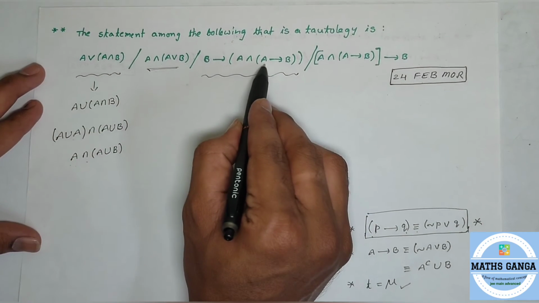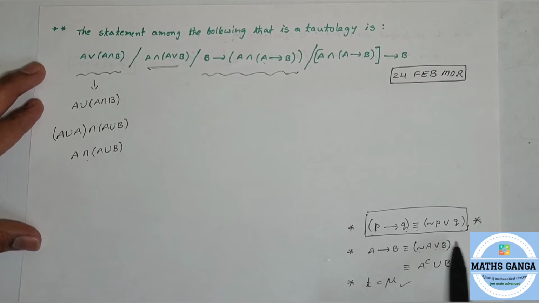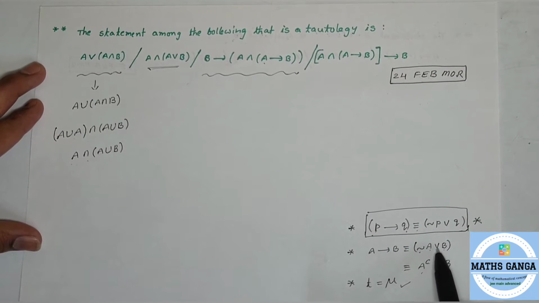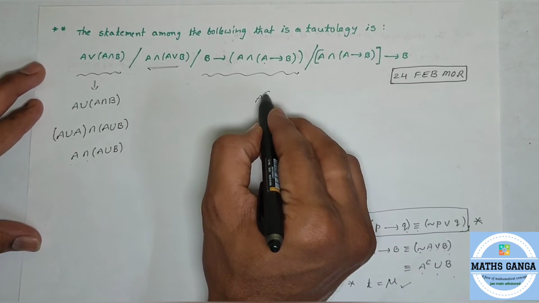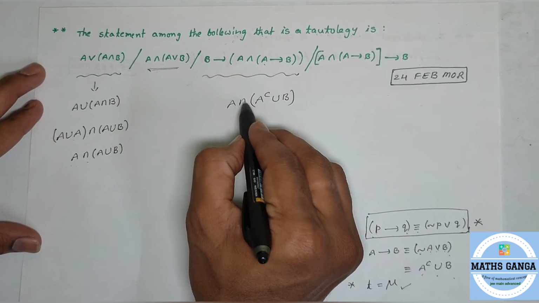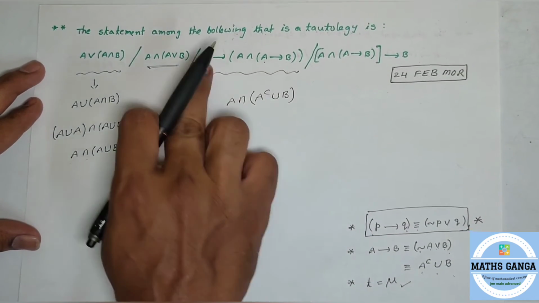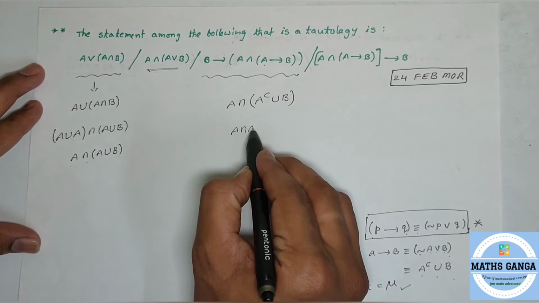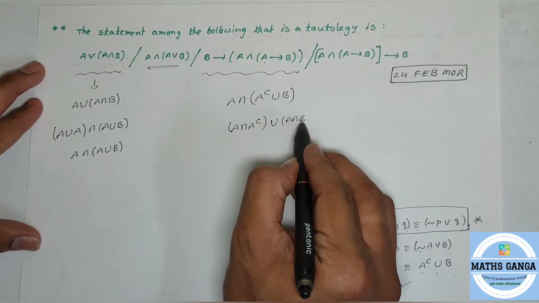So first, A implies B means negation of A or B. Since we are expressing in terms of sets, negation of A is nothing but A complement, or is union, and that is B. So A implies B is nothing but A complement union B. And here we have A intersection, and further B implies of all these statements. First simplify it and then apply that B implies. A intersection (A complement union B), which is nothing but (A intersection A complement) union (A intersection B).